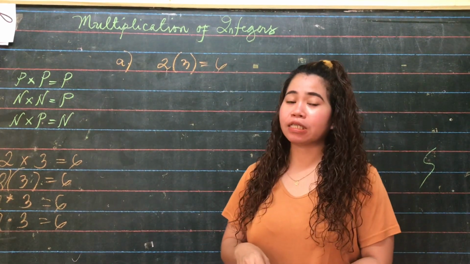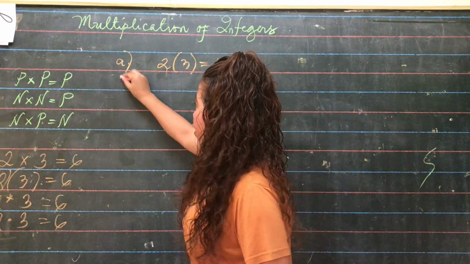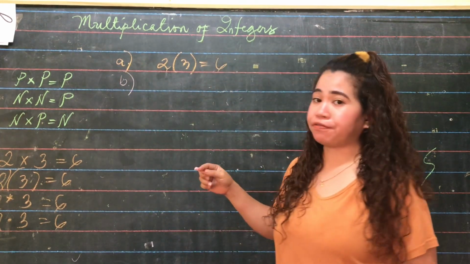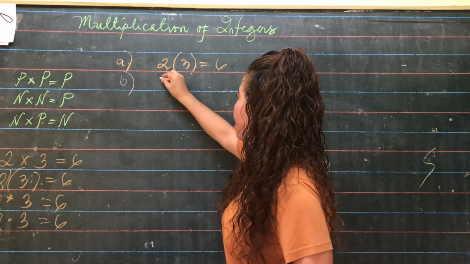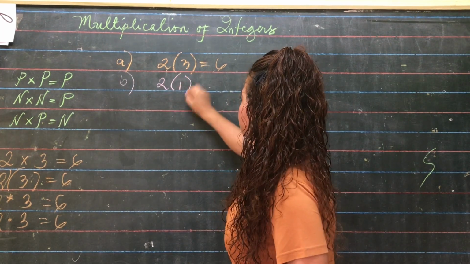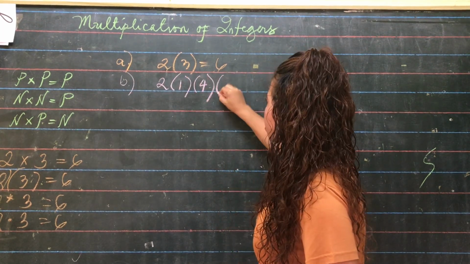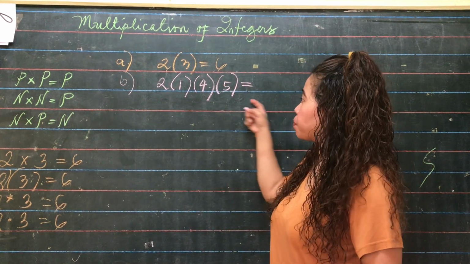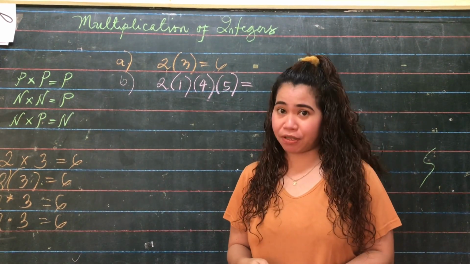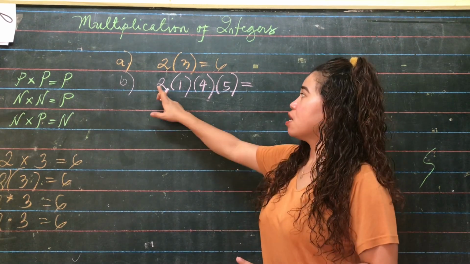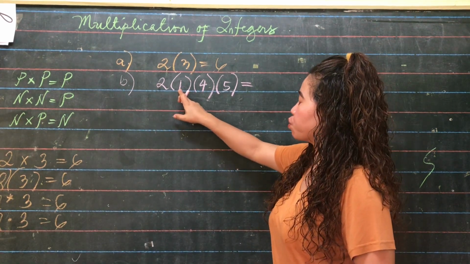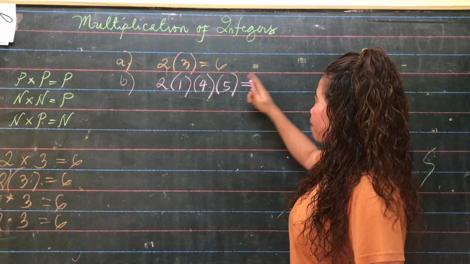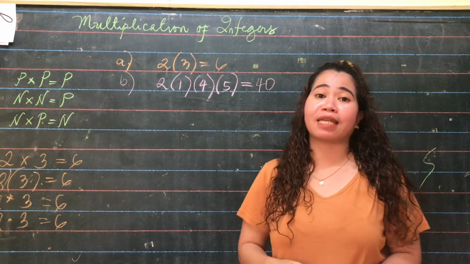All positive, so it is not confusing. With all positive numbers, it is not confusing. Positive times 1, times 4, times 5. Obviously, all positives are multiplied. So the answer is positive. So, 2 times 1, you have 2. 2 times 4, you have 8. 8 times 5, you have 40. Positive 40 is the answer.